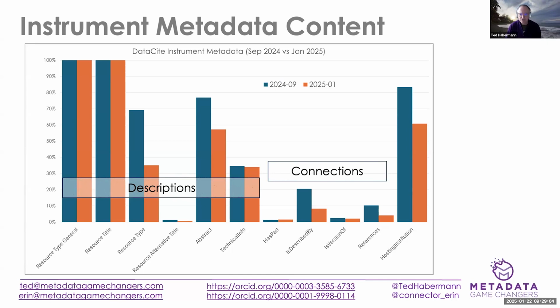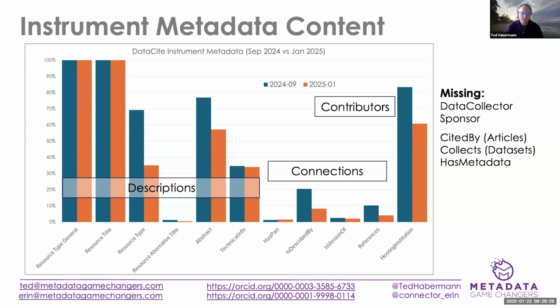These are the connections that I mentioned, connections to various things, and some of these happen as a function of time. References to instruments, for instance, would be added to the metadata as they occur over time. And then contributors, in this case hosting institution is a kind of contributor, and it occurs in about 70% of the records. Things that aren't in any of the records are data collector and sponsor. And of course, some records or some instruments may have those, others may not.